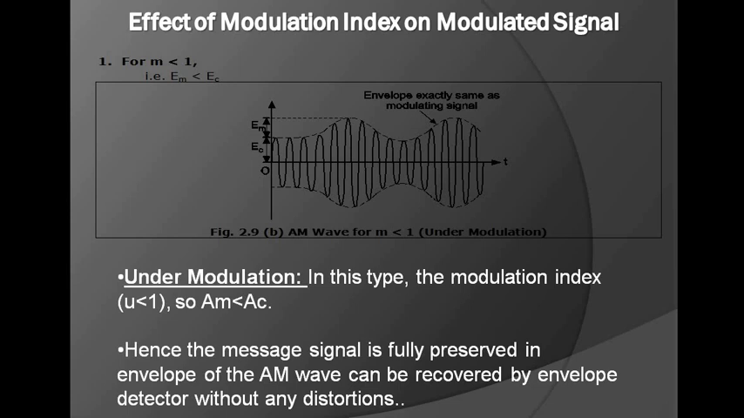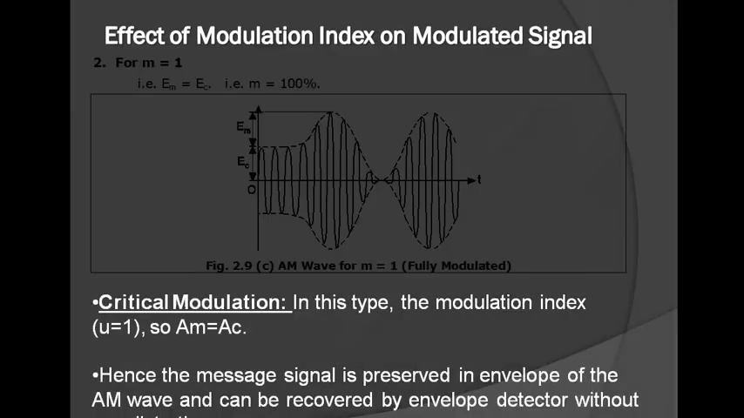This envelope detector will be present at the receiver side and will receive your message signal from this envelope without any distortions. So this is under modulation, which means your modulation index is less than 1, meaning the amplitude Am is less than the amplitude of your carrier signal. This is the first kind of modulation, under modulation. Clear everyone? An envelope detector can recover your message signal without any distortions. Remember this in your mind.